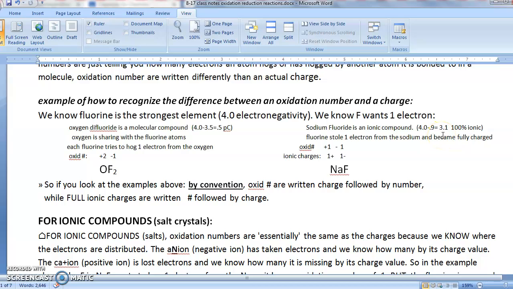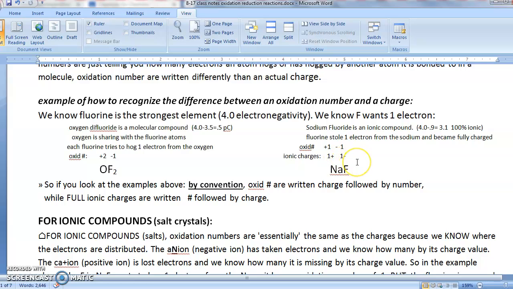That is 100% ionic. So fluorine will steal electrons off sodium, becoming the fluoride ion. How many electrons does fluorine need to steal to become fluoride? 1. So it would acquire a 1- charge. The sodiums would absolutely lose 1, becoming 1+. So when we are writing an ionic charge, it is number followed by the sign.